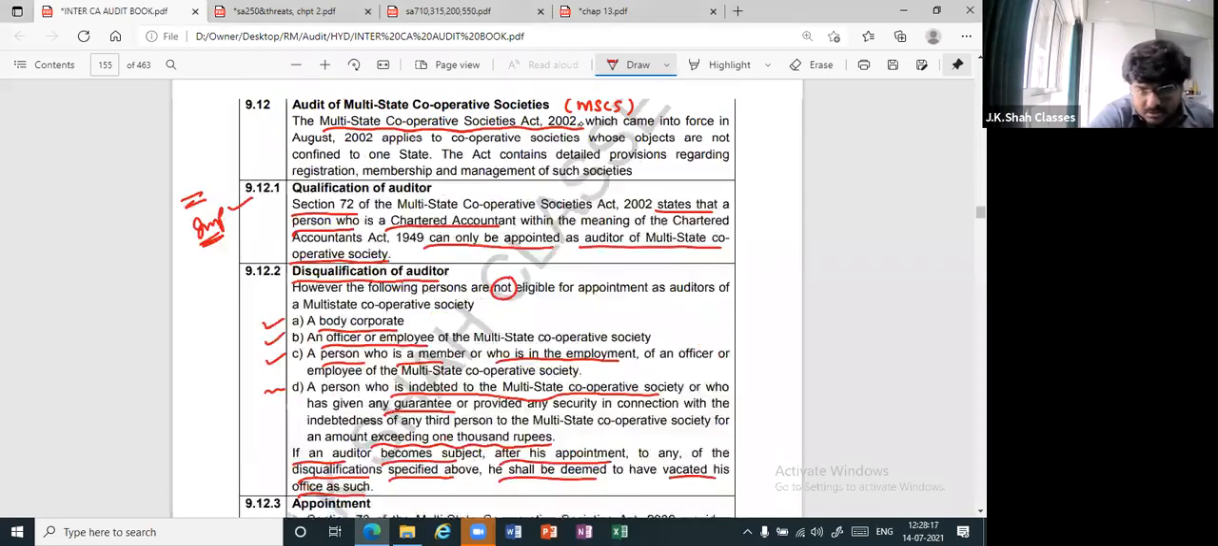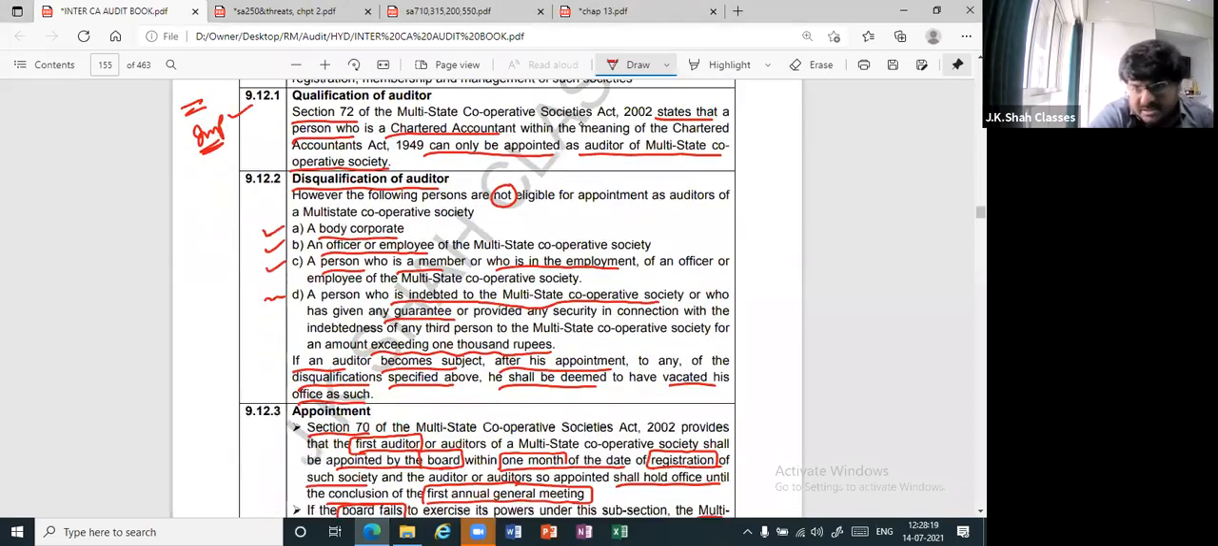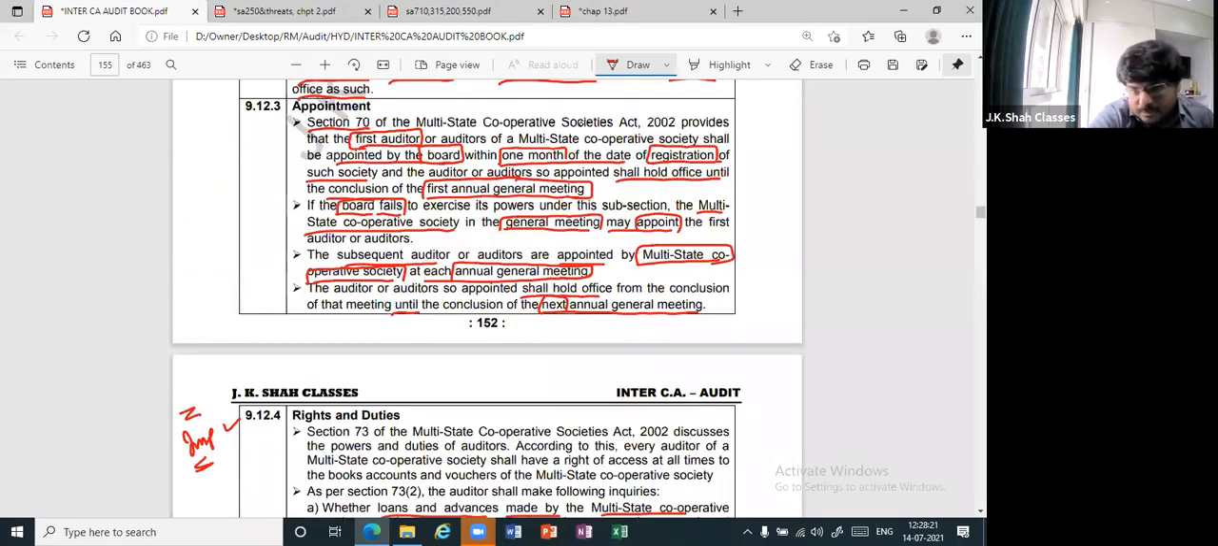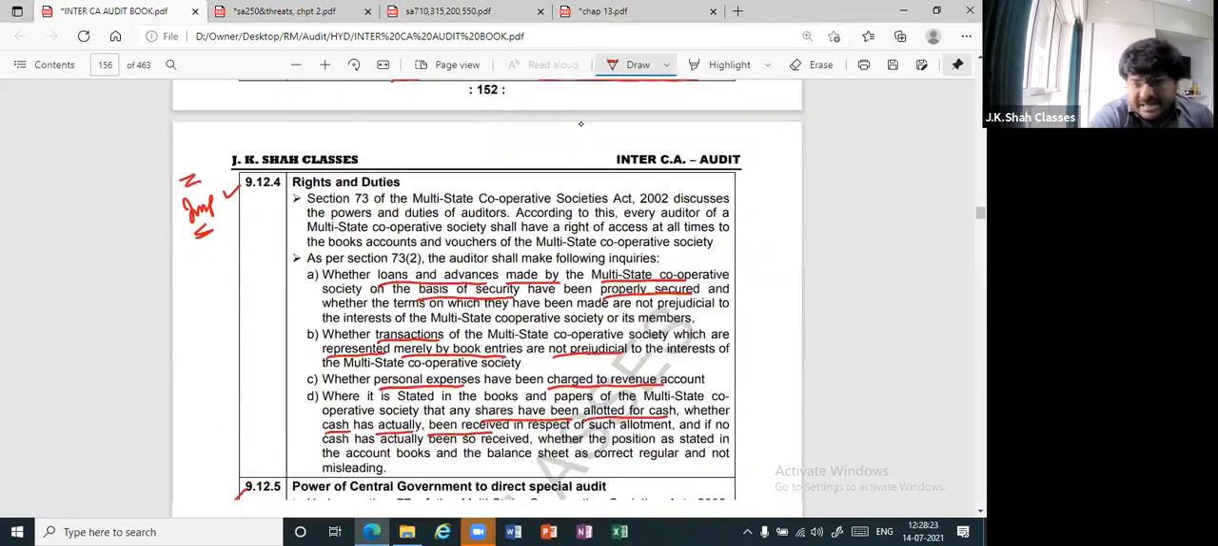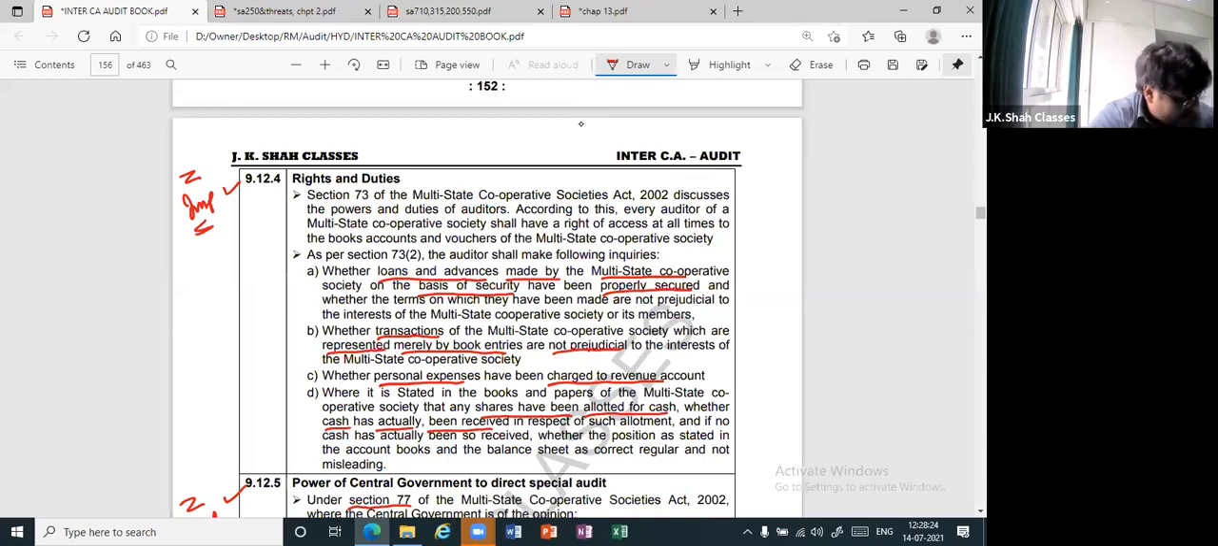This is normally not asked. What is asked is qualification again. But yes, since the points are there, we have to do it now. What else can I do? Acha. Thereafter, we have rights and duties. This also, let me see how much.